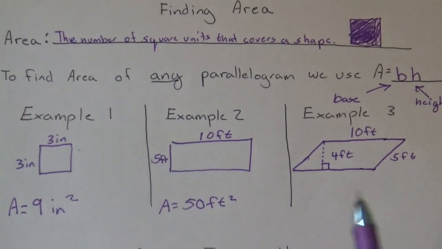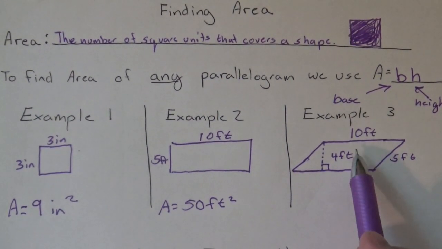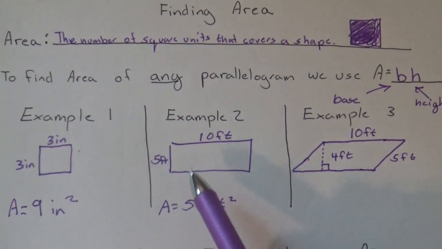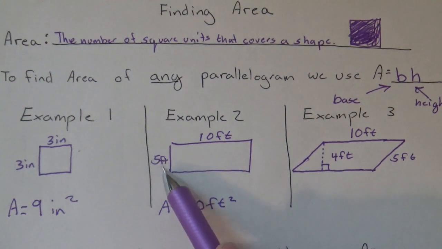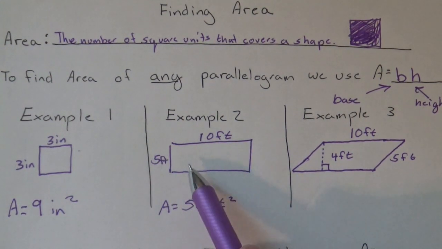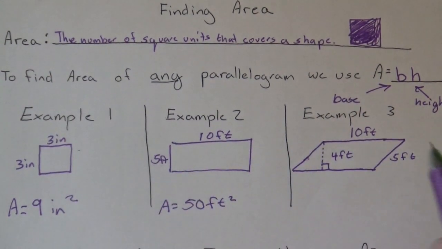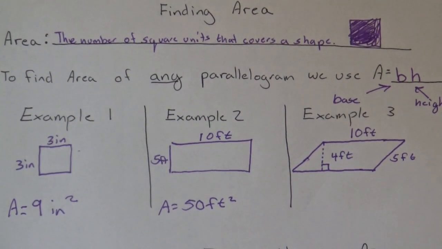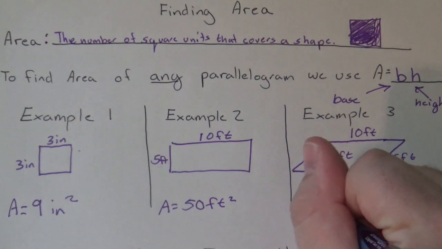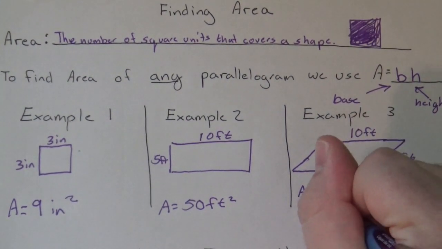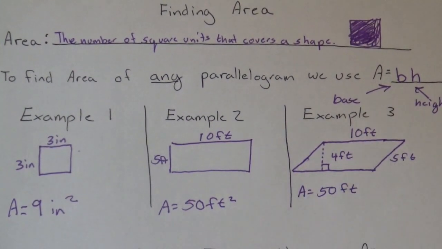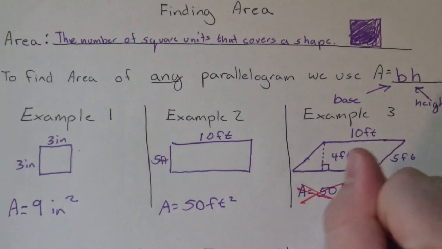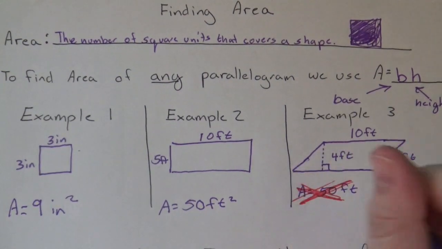The most common answer for this problem is people say, oh, because everything else that I've done with parallelograms, I always multiply the sides, this times this, and that gives me my answer. I'm going to do the same thing. I'm going to multiply this side by this side. And in this particular case, they would give me 10 times 5 gives me 50 feet square. But this is wrong, wrong, wrong, wrong.